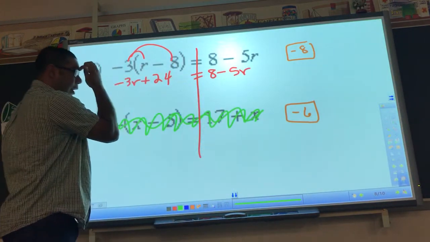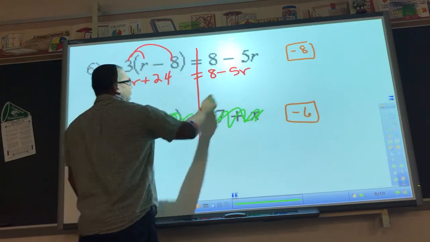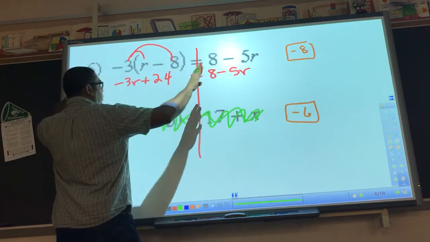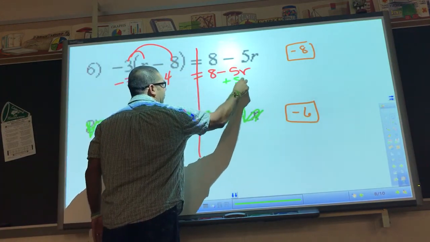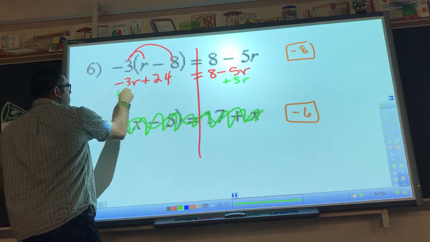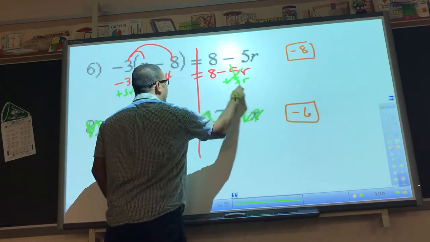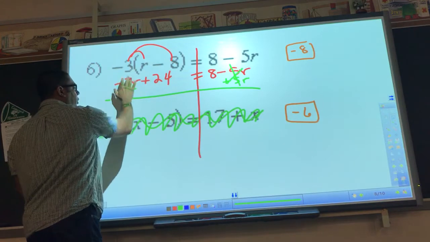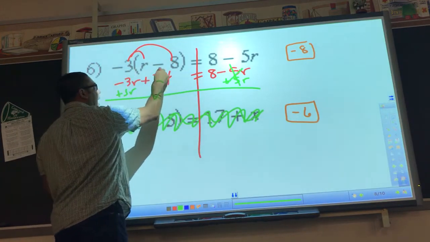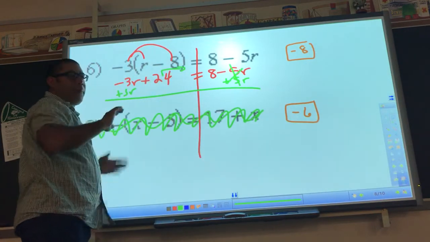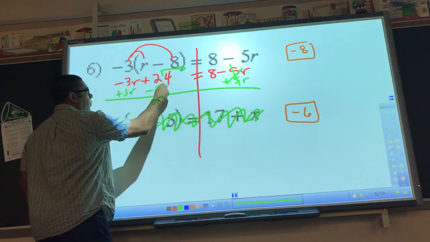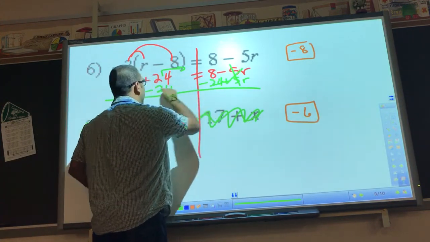And now it's time to organize. We got to get our r's on one side because they're on both sides right now. So I'm going to add 5r to both sides. And since I chose to put my variable terms, my r's on the left, I have to move this 24. They can't be on the same side. It's a positive 24, so I need to add a negative 24 to both sides.